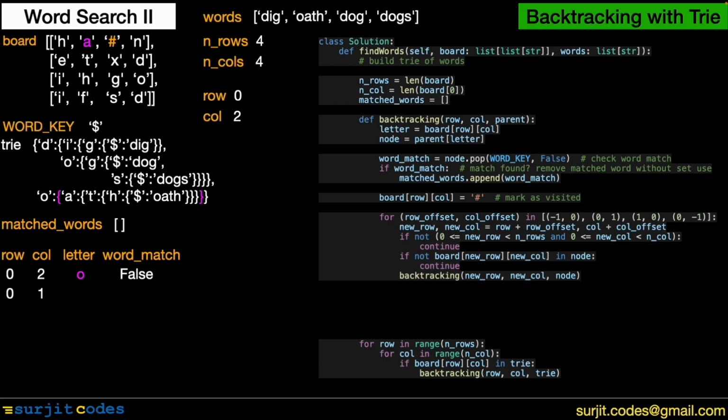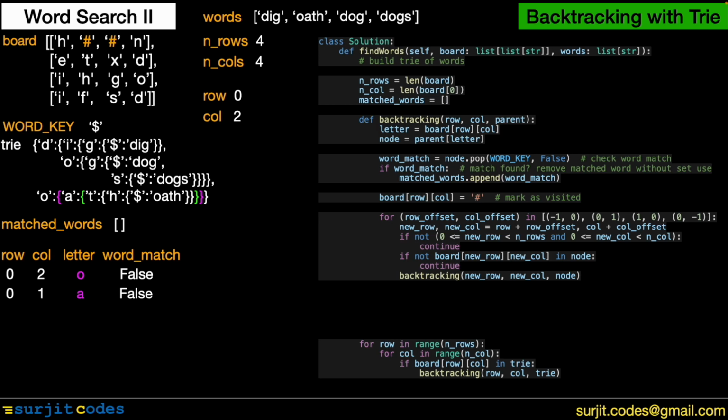The last offset gives position 0, 1 where A is present, which is a key present in the node. Therefore, we call backtracking for 0, 1, in which the node becomes the new value for parent. The letter becomes A and the node becomes the value of key A. Dollar is not a key in the node, so the pop statement returns false and we skip the if statement. We mark A as visited. The normal practice of saving visited cells in a set has a lot of overhead. So instead we modify the board, and will restore it at the end of the recursive call.